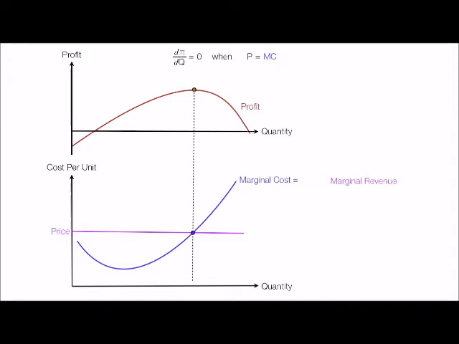So profit is maximized when marginal cost is equal to marginal revenue. And I can rewrite that as price is equal to MC is equal to MR. So this is a proof that profit is maximized at the point where marginal cost is equal to marginal revenue.